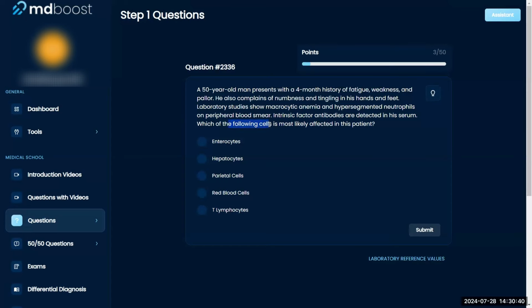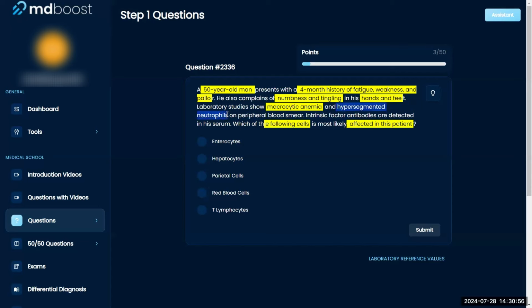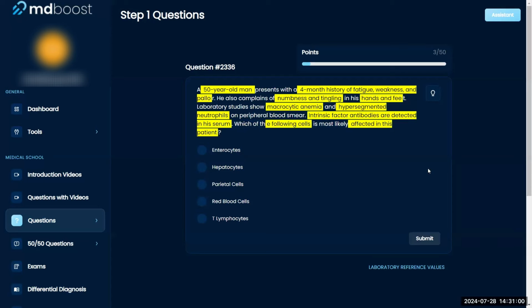Which of the following cells is most likely affected in this patient? All right, let's see. A 50-year-old man presents with a 4-month history of fatigue, weakness, and pallor. He also complains about numbness and tingling in his hands and feet. Labs show macrocytic anemia, hypersegmented neutrophils on peripheral blood smear. Intrinsic factor antibodies are detected.